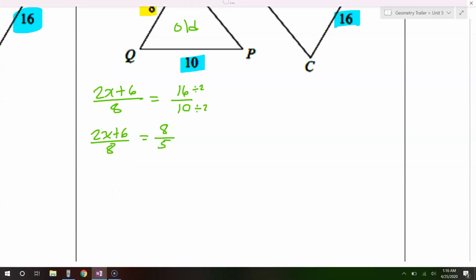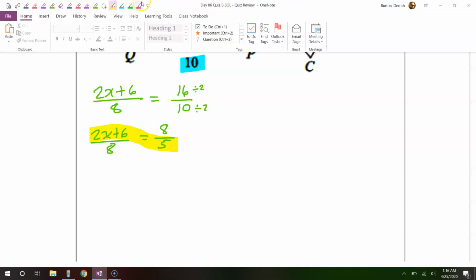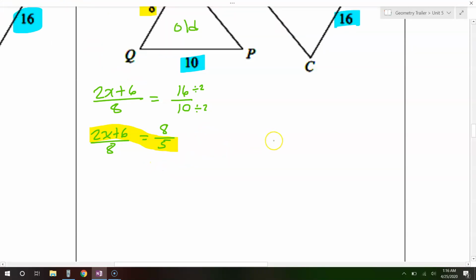All right, now let's cross multiply. So be careful. When you multiply these, please understand that you have to do the distributive property. So I'm going to do 5 times 2x plus 6. Okay, but I'm not going to write this down next time. I'm just going to understand that when I'm doing 5 times 2x plus 6, I'm going to take that 5 and do the distributive property right here.